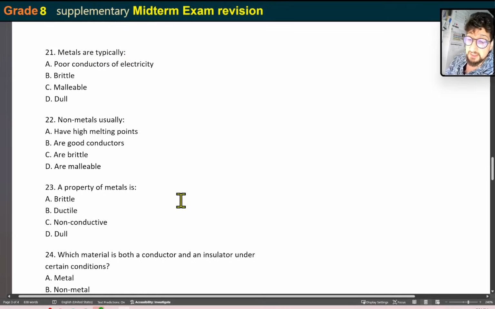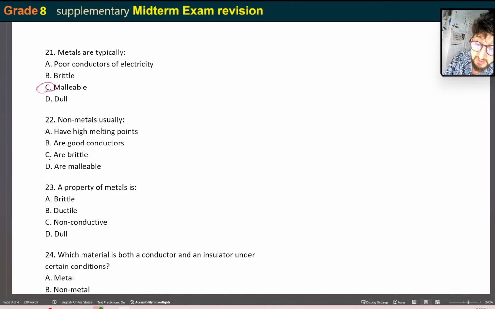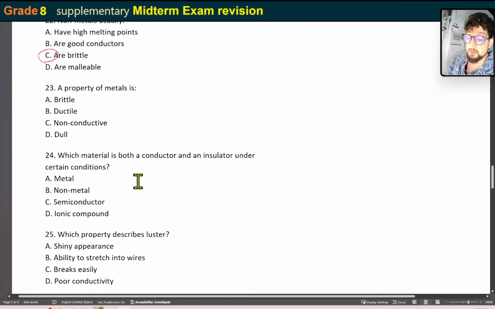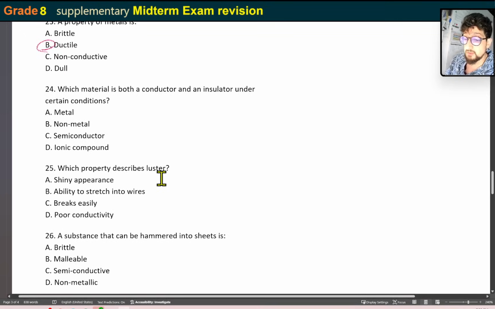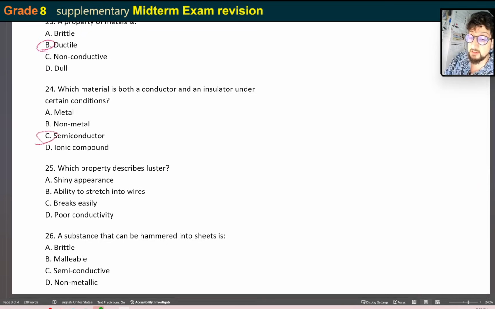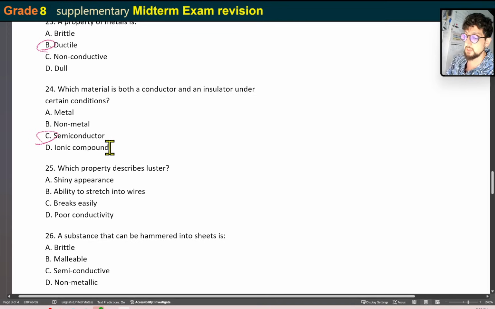Metals are typically malleable, which means they can be bent. Non-metals usually are brittle, which is the opposite of malleable. Like glass, for example, it breaks as opposed to bending. A property of metals is ductile. It can be drawn into wires. Which material is both a conductor and an insulator under certain conditions? That's semiconductors, and they are very, very useful for use in electric circuits.